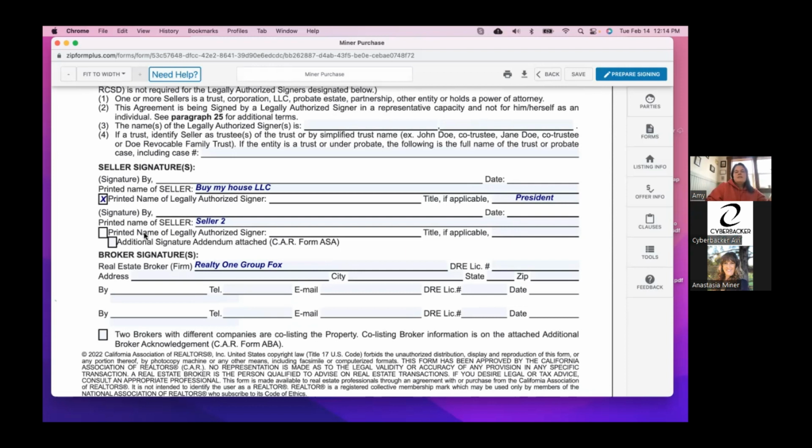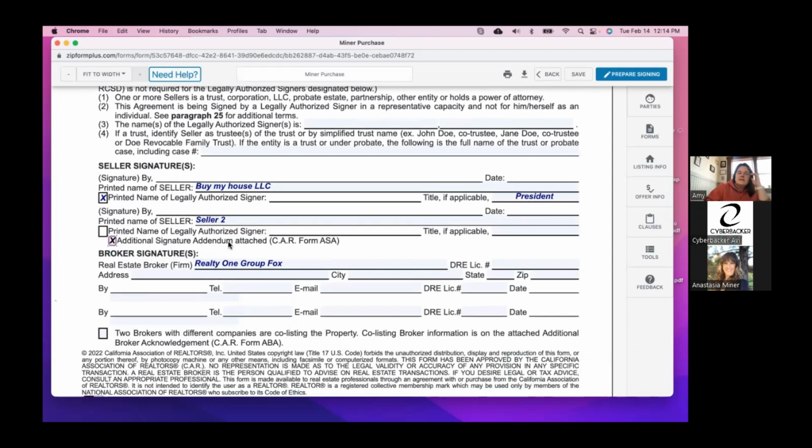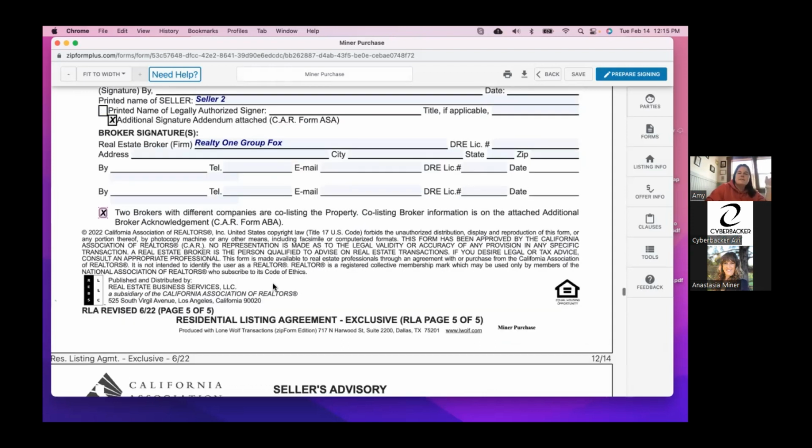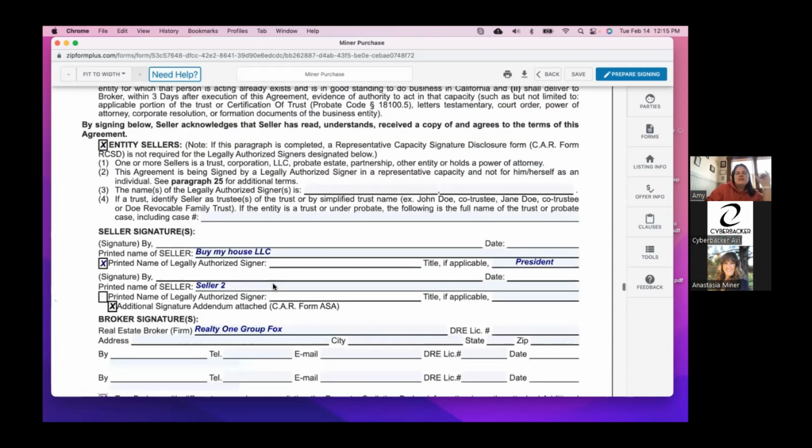If you have more than 2 sellers, you would include this additional signature addendum, the ASA form. So only 2 people sign a purchase or a listing agreement. Seller 3, 4, 5, they sign an ASA form, and you need one every time you sign documents. And then you put in the broker information here. If you are co-listing the property with another company, you would check this box here. 2 brokers with different companies are co-listing the property. Co-listing broker information is on the attached additional broker acknowledgement. You need to add form ABA. Okay. Any questions about the 5-page listing agreement?